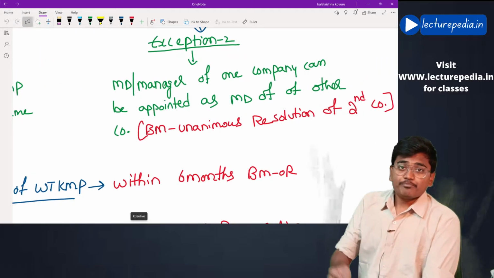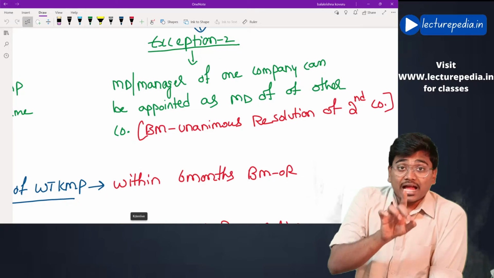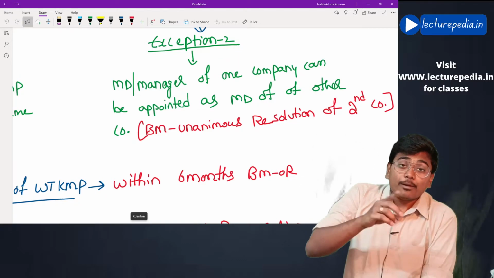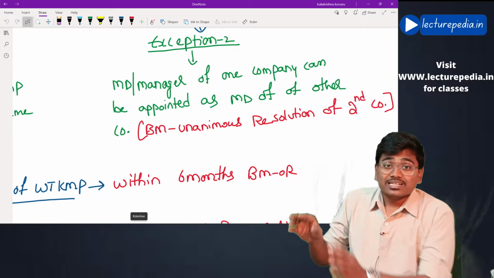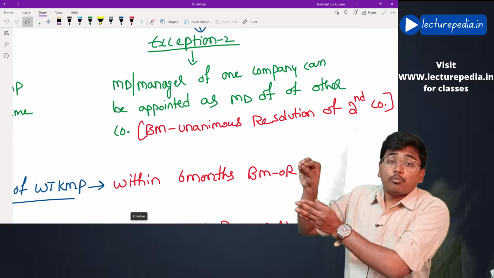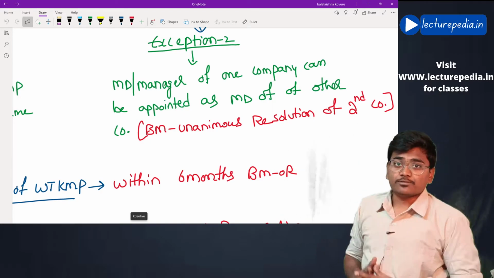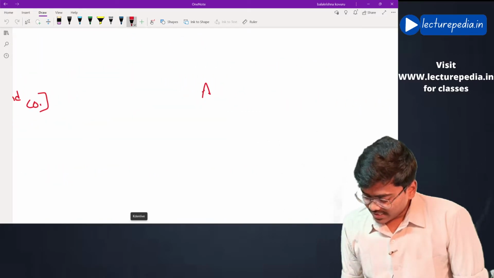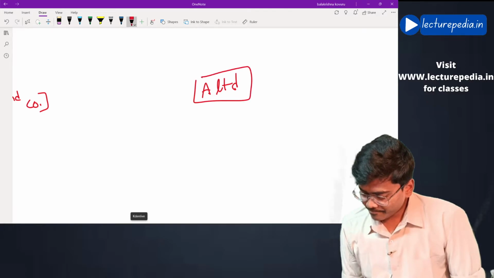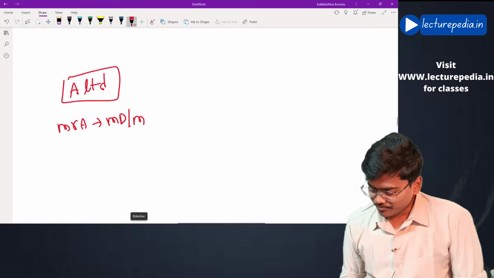the person is managing director or manager of one company and he can be appointed as managing director of another company, subject to the condition that in such other company the board of directors in the board meeting has passed a unanimous resolution. Hope that is clear. See, in A Limited, Mr. A is either managing director or manager. Now there is B Limited.